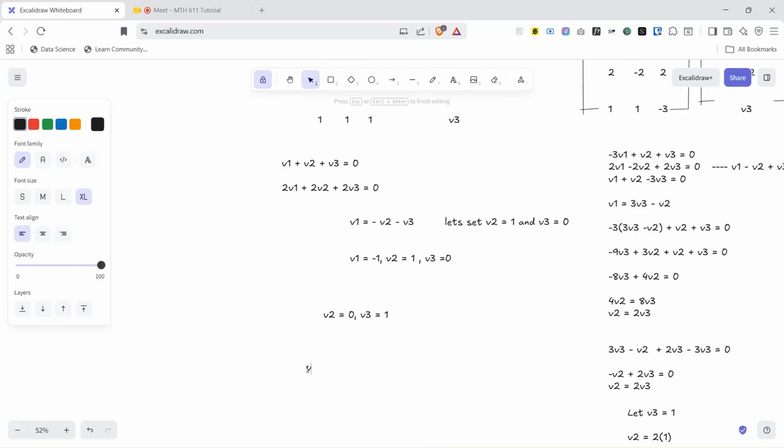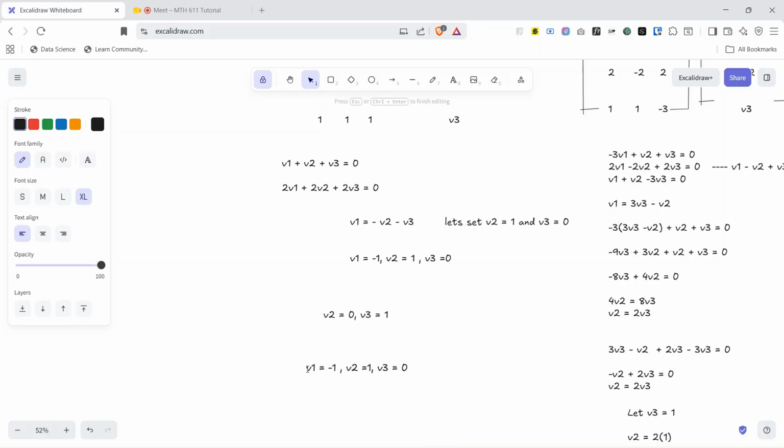So that would now mean that our V1 would be, for the second one, minus 1, minus 0. So our V1 is minus 1 in this case, but our V2 equals 1, and then our V3 equals 0.